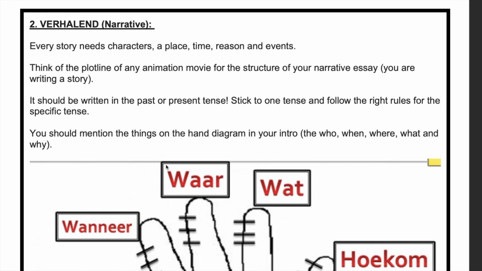It should be written in the past or present tense. I would say stick to past, possibly as much, but please just remember, stick to one tense and follow the right rules for the specific tense. So if you start your story in past tense, you can't just say, ek het winkels toe gegaan, ek wil klere koop, because you just mixed 2 tenses. The first sentence is past tense. The second one is present tense. What do you have to do with the will? You have to change it to wou. So please just keep that in mind. Stick to a tense and make sure that every sentence follows that tense rule.